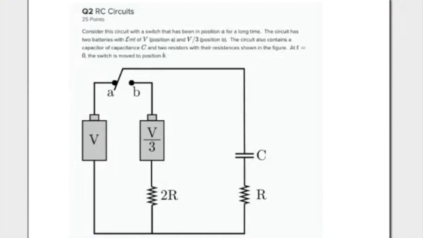Consider this circuit with a switch that has been in position A for a long time. The circuit has two batteries with EMF of V at position A and V/3 at position B. The circuit also contains a capacitor of capacitance C and two resistors with their resistances given in the figure. At t equals 0, the switch is moved to position B.